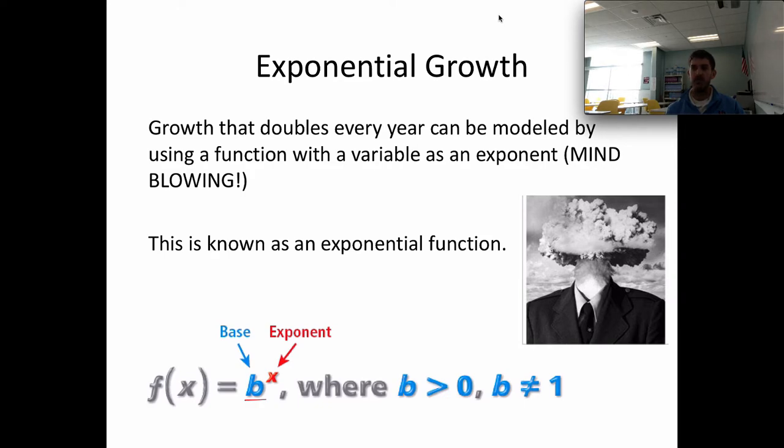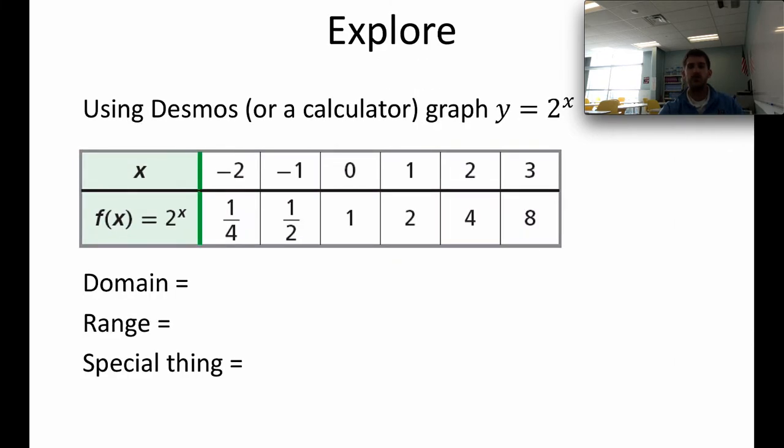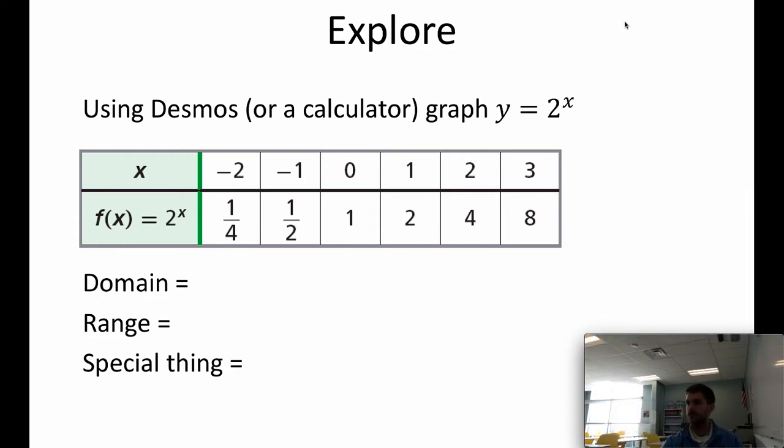And we're also going to say b is not equal to 1, because if you raise 1 to an exponent, well, 1 to any exponent is always 1, so it's not super interesting there. Let's take a look at an example here. I would encourage you to use Desmos or a graphing calculator or whatever to graph the function y equals 2 to the x.